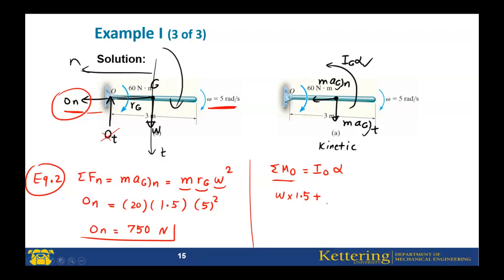what should I add? 60, I heard something. Yes, I should add 60 because there are some external moments. This is the moment. You do not need to add distance such as L. Do not do that. This is a moment.